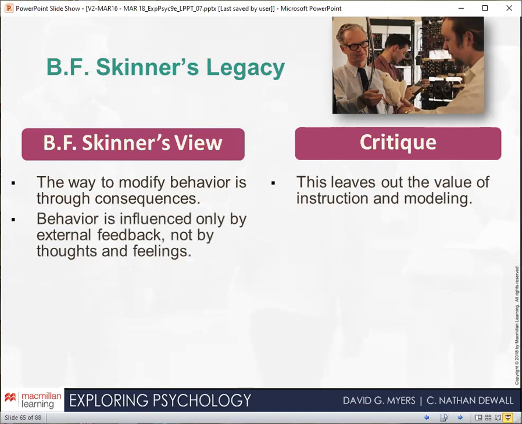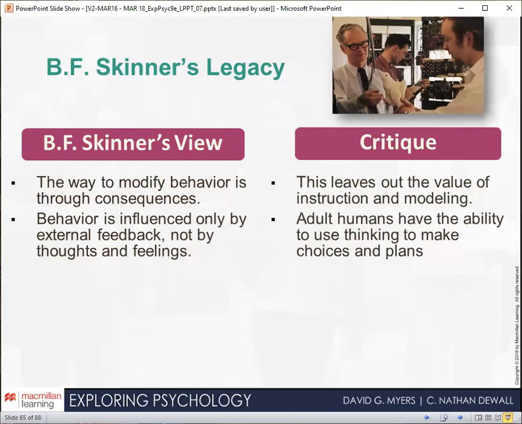The next one: behavior is influenced only by external feedback, not by thoughts and feelings. Remember, B.F. Skinner was a behaviorist, which basically means he wanted to see only objective things. And adult humans have the ability to use thinking to make choices and plans. His approach does ignore all of those types of things, the ability to think and to make choices and plans, because he was more of a hardcore behaviorist. So he does not really take the full scope of things when we're talking about people being raised, for example, in children.